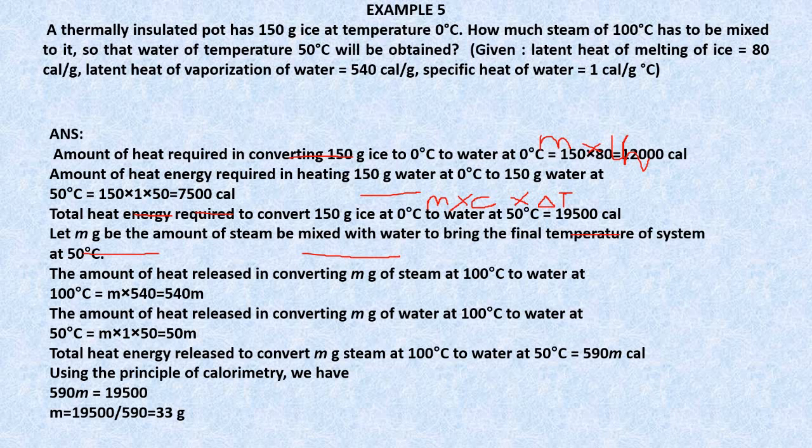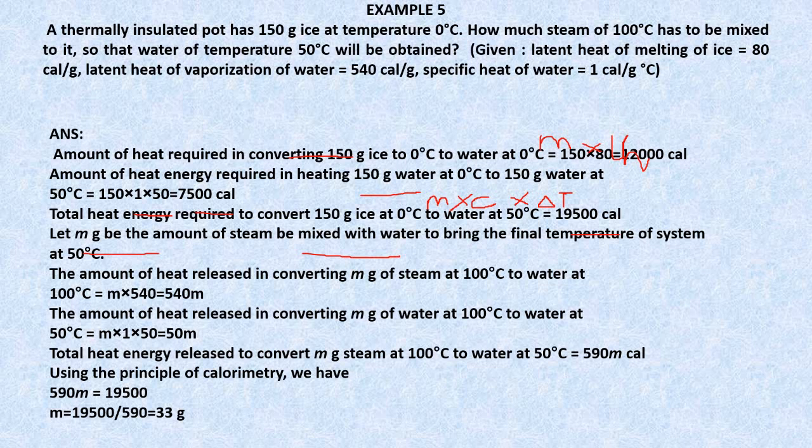So the amount of heat released in converting m gram of steam at 100 degrees Celsius to water at 100 degrees Celsius. Why is it the amount of heat released? Because we are converting the steam to water. So basically the steam will give its energy so that it will be converted to water, right? Which will be equal to m into 540. Why 540? Because the latent heat of vaporization of water is 540.